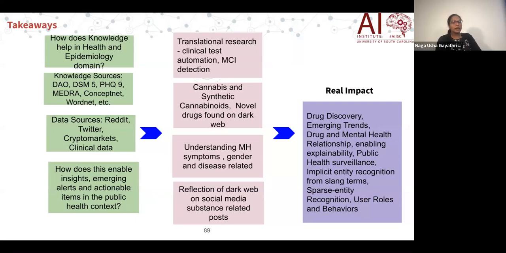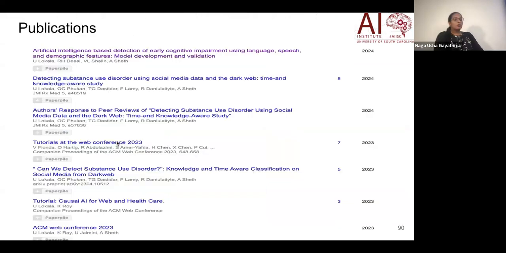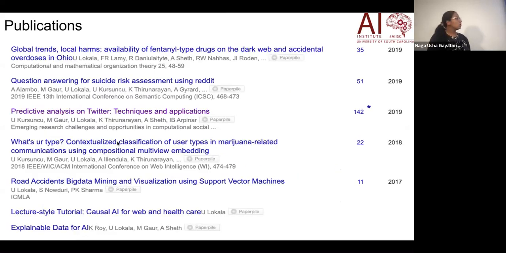And we also studied the interesting topic of how dark web products are reflected in social media groups, and substance use detection on social media. Okay, these are the publications we had regarding this work.